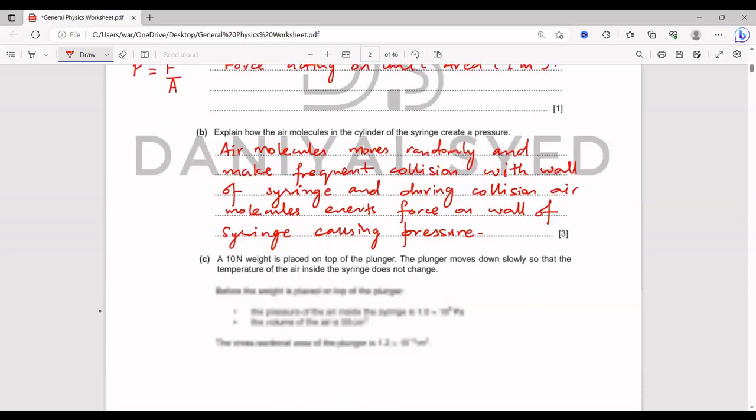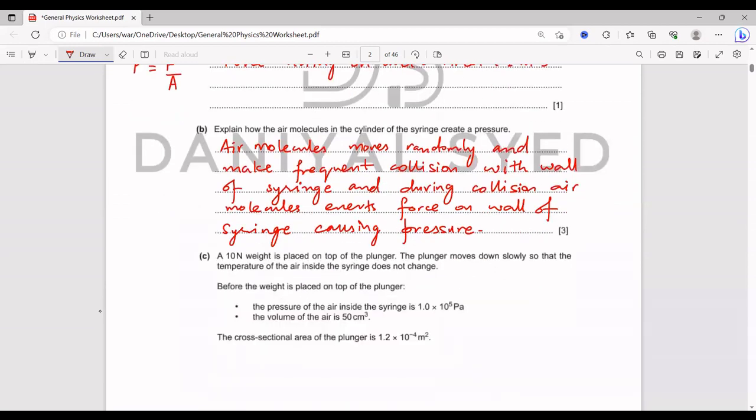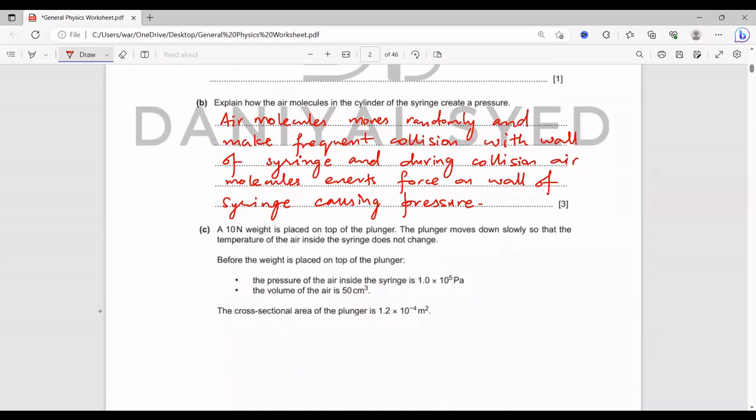Now guys, in part C, a 10 Newton weight is placed on the top of the plunger. The plunger moves down slowly so that the temperature of the air inside the syringe does not change. It means temperature is constant. So students, when the temperature is constant, pressure is inversely proportional to the volume according to the pressure volume relation, which is known as Boyle's law.